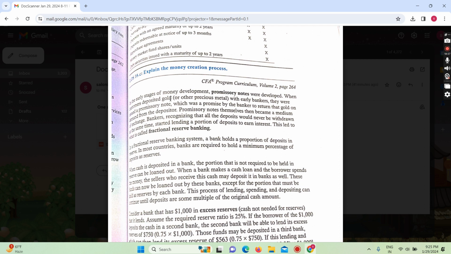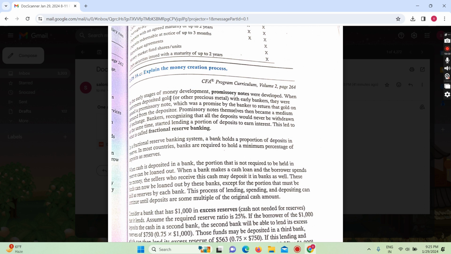So in a fractional reserve banking system, a bank holds a portion of deposits in reserve. In most countries, banks are required to hold a minimum percentage of deposits as reserves. When cash is deposited in a bank, the portion that is not required to be held in reserve can be loaned out. Whatever is not required in the reserve can be loaned out.